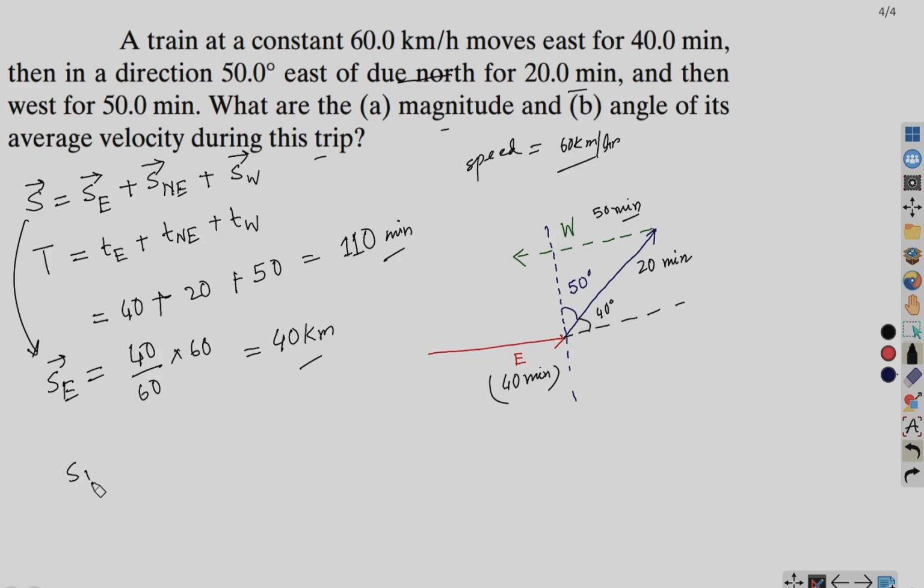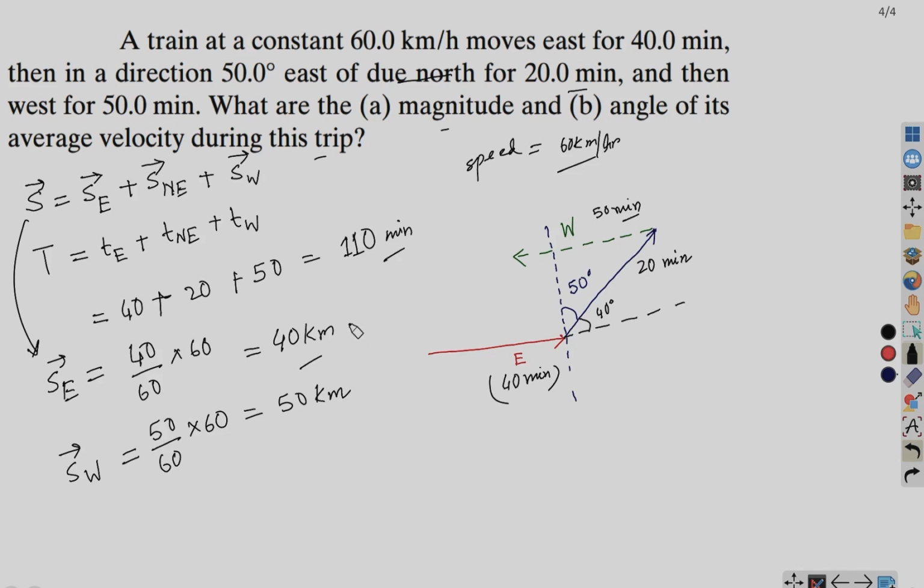Similarly, we can also obtain SW. There is no physics here, right? It is simple arithmetic as what we have learned in our lower class. So similarly, this is also 50 by 60 times 60. That is 50 kilometer.